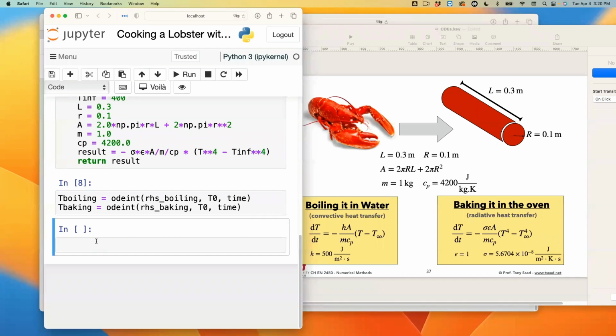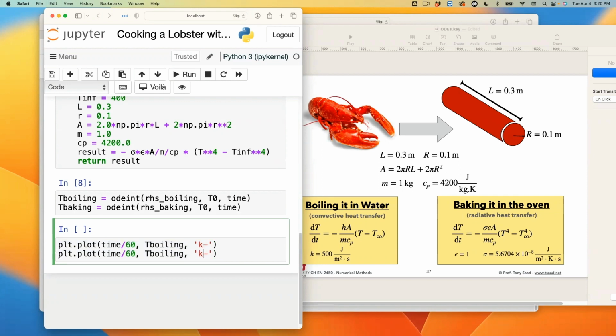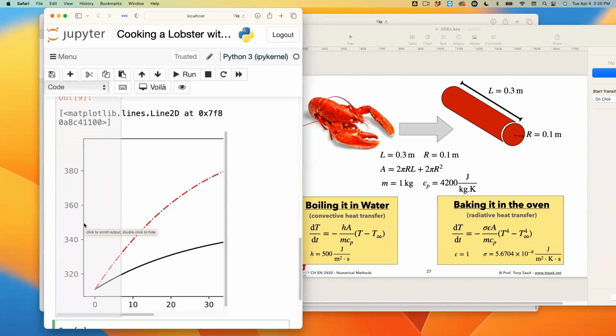I want to plot it. Let's plot it, okay? So plt.plot, we're going to plot those two. On the x-axis I'm going to plot time, but I'm going to divide it by 60 because I want to look at it in minutes, not in seconds. Remember our time was in seconds. For the first one I'll do T_boiling in blue dash-fine, and then for the baking, T_baking in red dash-dot, and this is what we get.